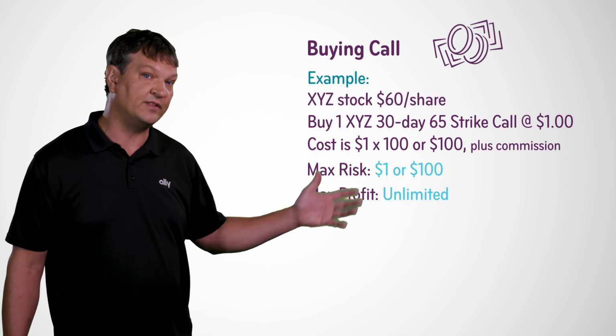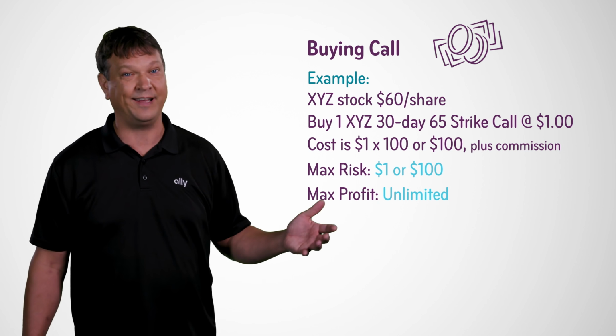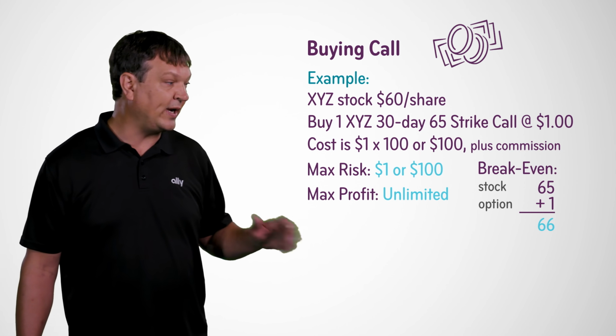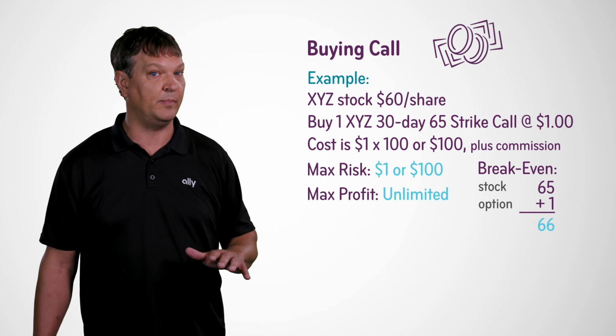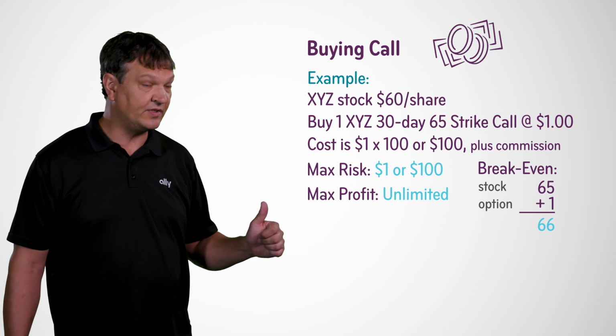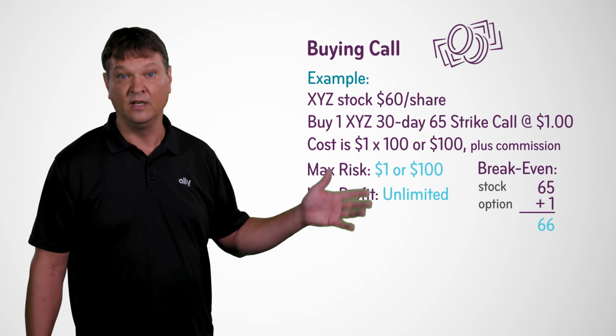Our max profit is unlimited on the upside. If the stock went to infinity, we would get infinity. Highly unlikely, but if it did, we'd have that type of upside. Our break even now has changed quite a bit though. Our break even is our strike price plus the premium that we paid for the option contract, or $66 here in our example. Now let's look at a graphic of this actual trade and compare the profit and loss graph of the option contract to what the stock profit and loss graph is.